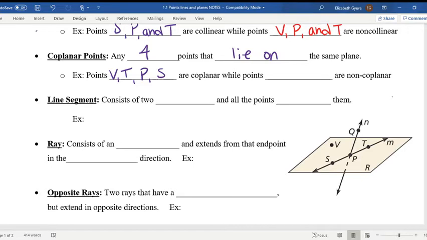So to pick things that truly are not coplanar, you have to pick things that there's absolutely no way you could connect them with a flat surface. So what I'm going to do for that is pick 3 points that are on the same surface, V, P, and T, right? Those are on the same plane. But if you look at point Q, that's actually hovering up above your plane. There's no way that you could connect those 4 points with a flat surface. So those would be non-coplanar. So we're going to say Q, V, P, and T are non-coplanar.